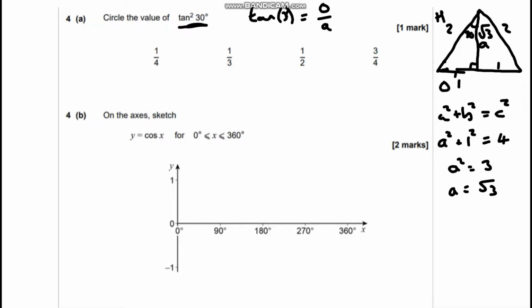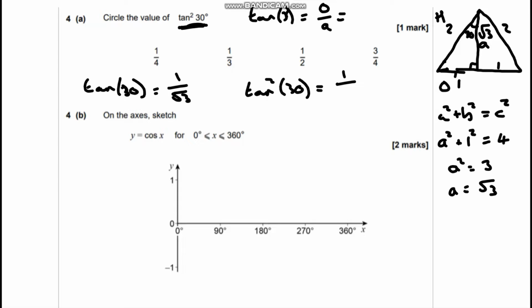Now we can do the opposite divided by the adjacent. So tan 30 is going to be 1 over root 3. But here it's asking you for tan squared of 30, which basically means we're going to square that value. So we'll square the top: 1 squared is 1. Square the bottom: the square of root 3 is going to be positive 3. And we're going to get tan squared 30 being 1/3.